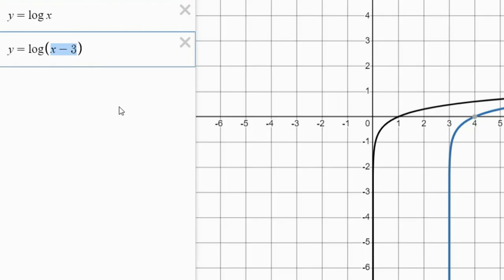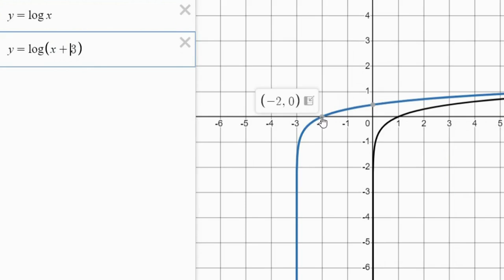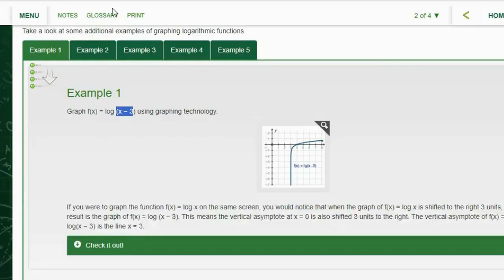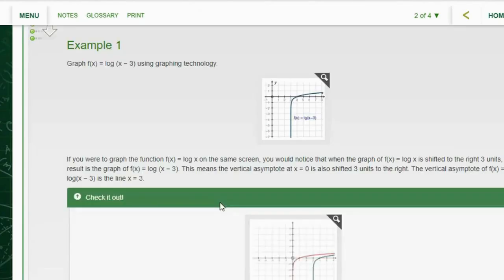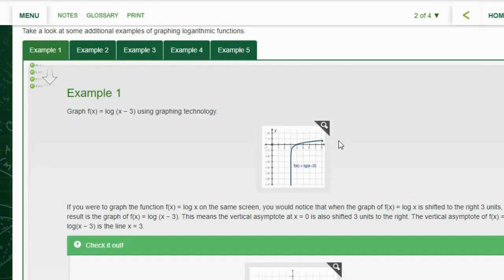That makes it easy to remember what's going to happen. Remember, if we make this a plus 3, it's going to go into the negatives, right? It shifted left 3. So now it's crossing the x-axis at -2. So it does just what we expect it to do. When you put x minus 3 in parentheses, it's going to shift it over 3 to the right.